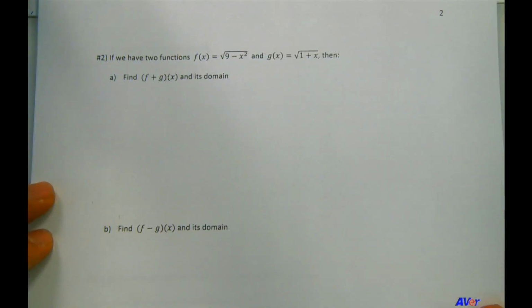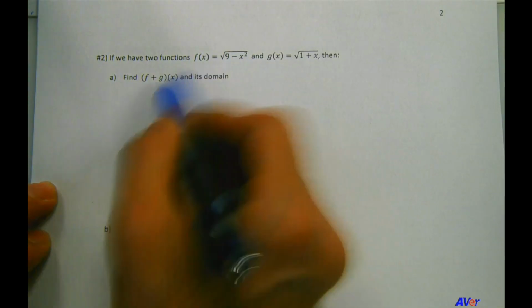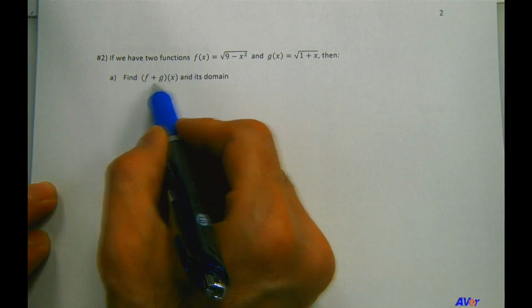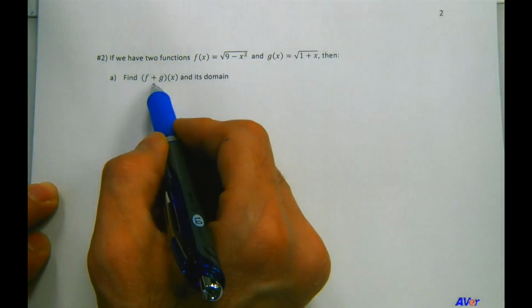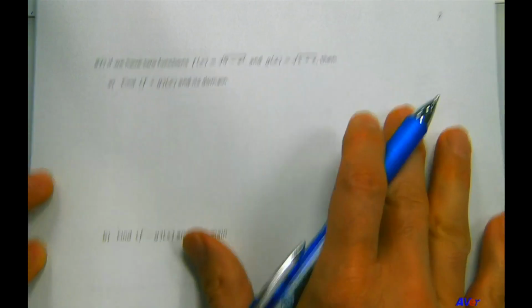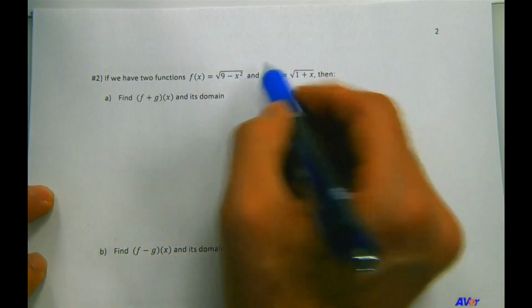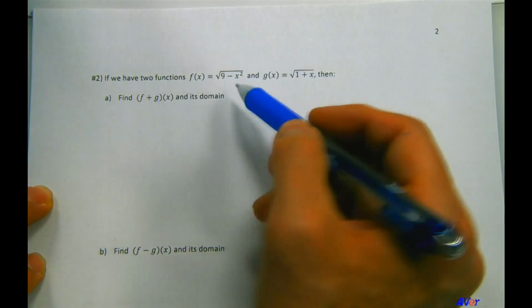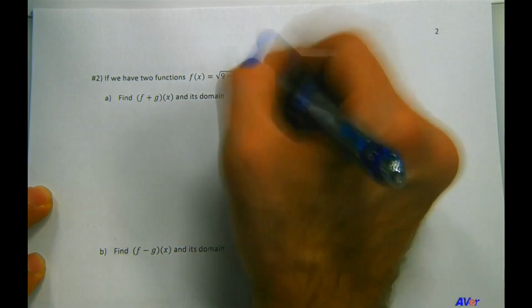So here we have two functions given as f of x and g of x. Then find the addition, or combined function, and its domain. So let's do that. First of all, let's see what the domain of each individual function is, because the domain of the combined function is the intersection of those domains, right?